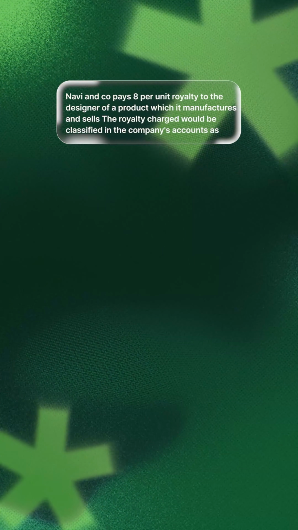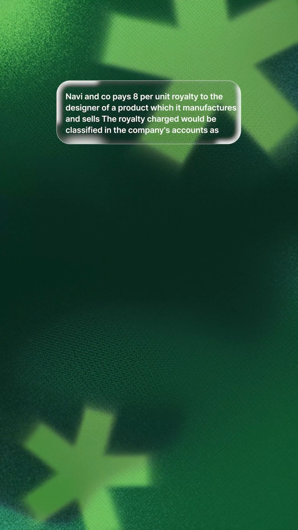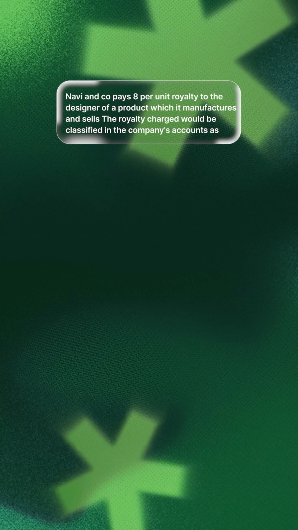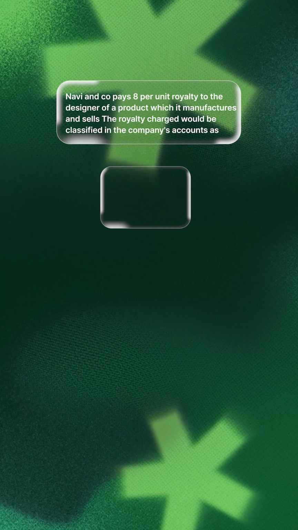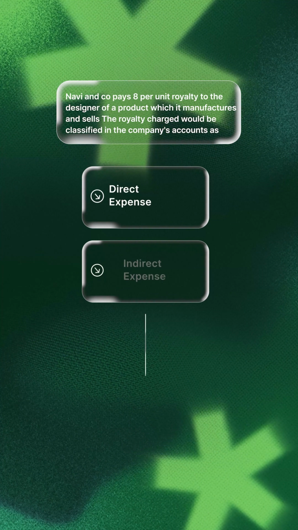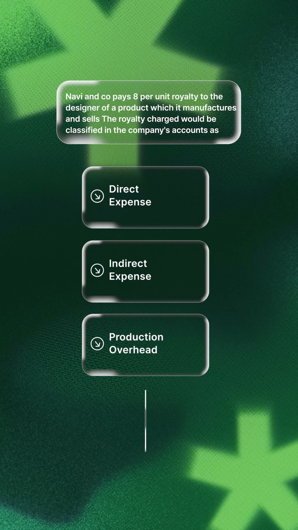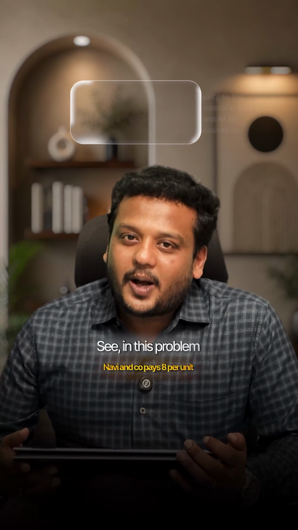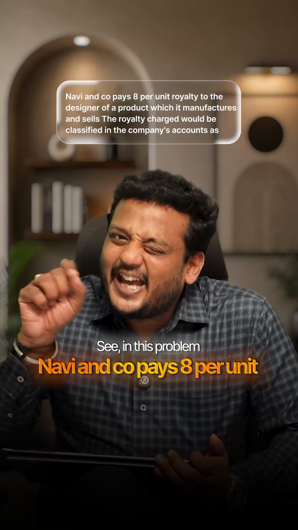Navi & Co pays 8 per unit royalty to the designer of a product which it manufactures and sells. The royalty charge would be classified in the company's accounts as, and the options are direct expense, indirect expense, production overhead, and selling overhead. See, in this problem, Navi & Co pays 8 per unit.